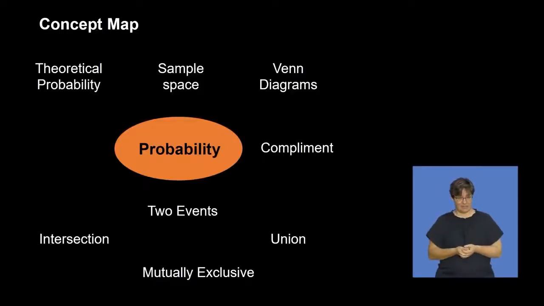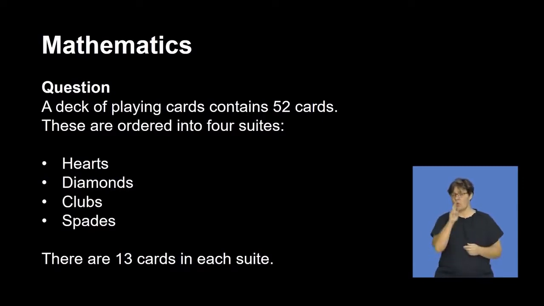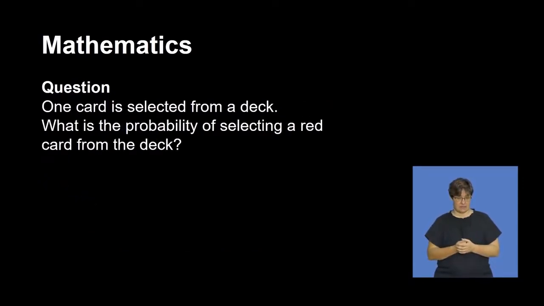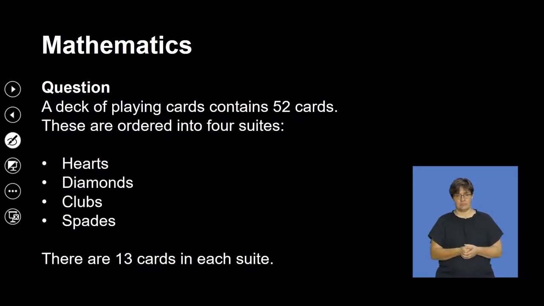So we're definitely going to look at theoretical probability, at Venn diagrams, at 2 events, union, intersection, and whether things are mutually exclusive or not, and apply the OR rule. So here's our little situation. We've got a deck of playing cards that contains 52 cards. So there are 52 cards in this deck.